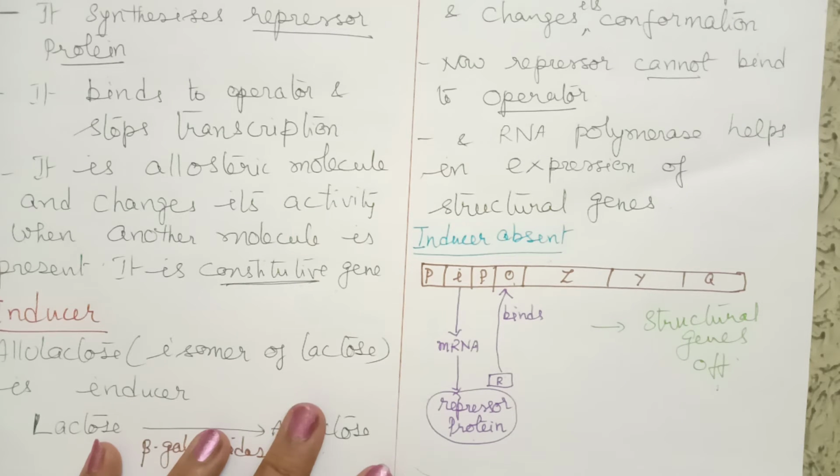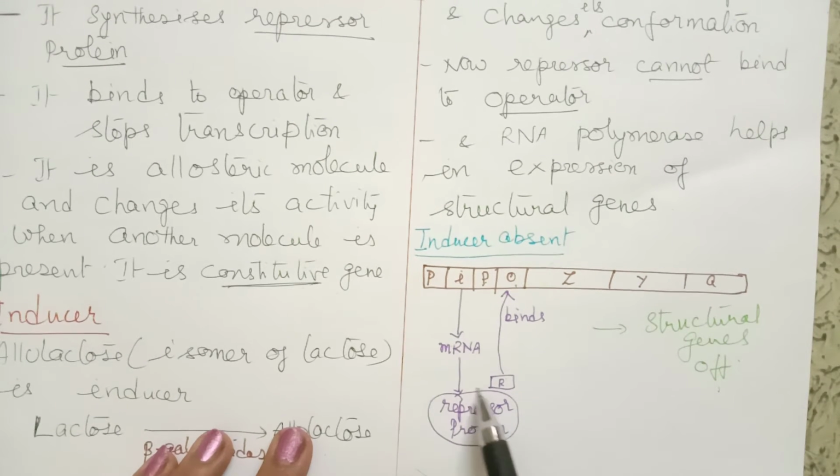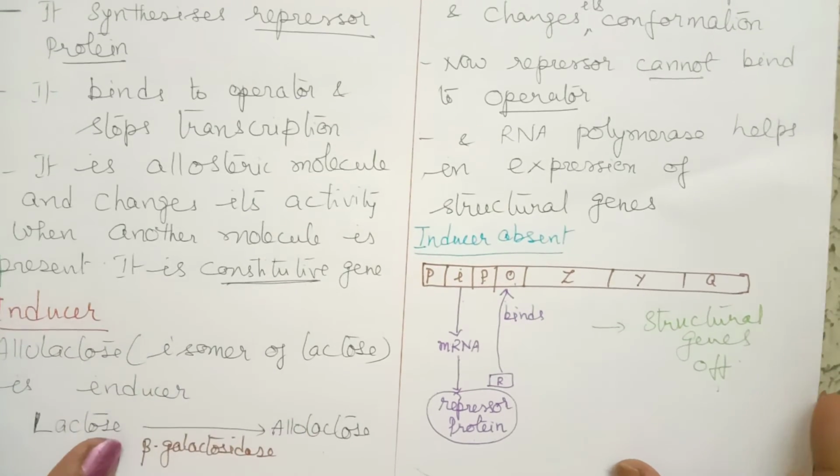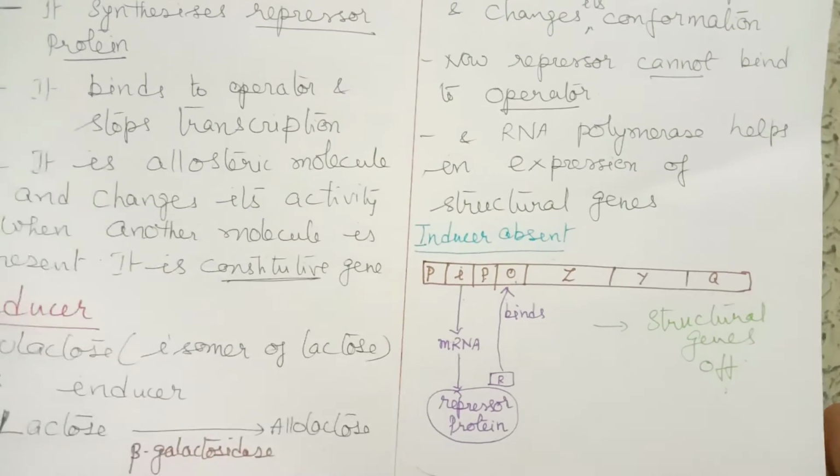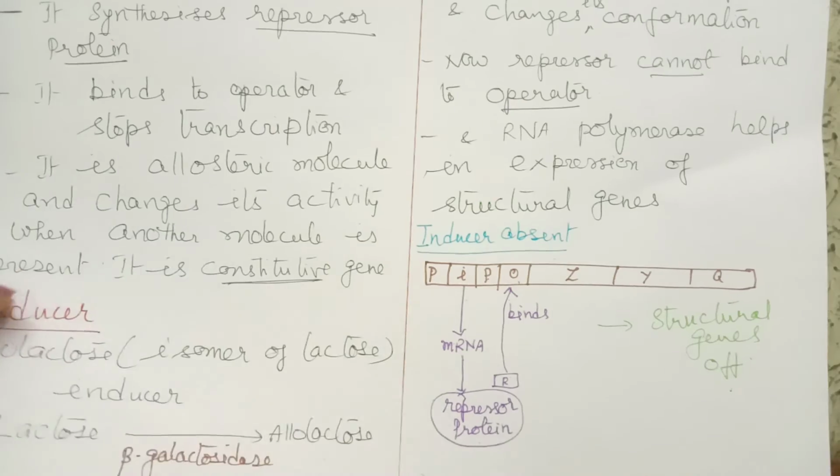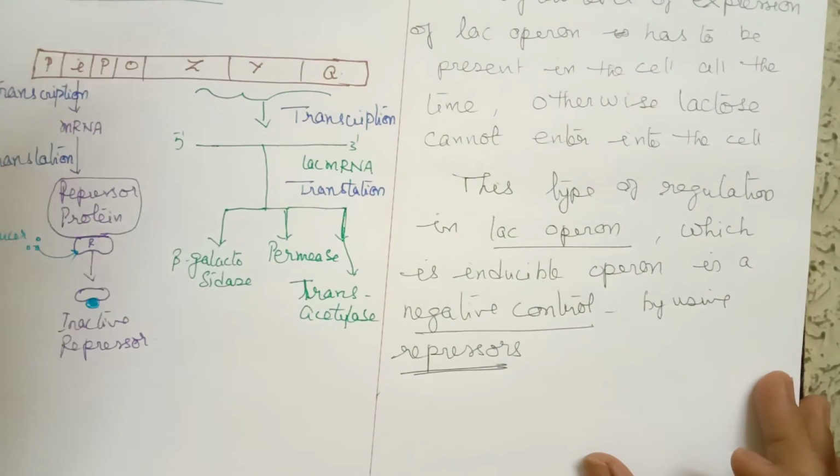What is the inducer we have seen? Inducer is allolactose. That means if lactose is absent, lactose will not be converted into allolactose. Suppose lactose is absent, then the repressor protein, which is always formed from this gene, will bind to operator and then structural genes cannot function. So when structural genes cannot function, they will not be able to produce any enzyme.